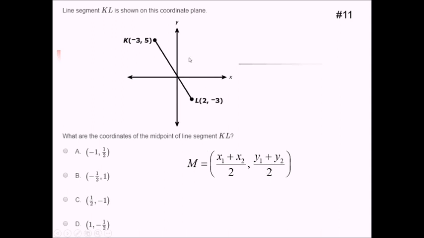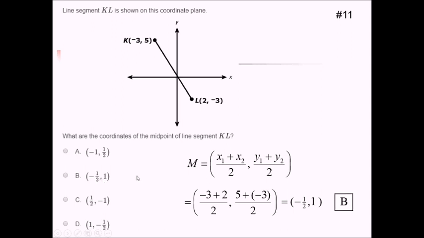So in this case, we're going to have negative 3 plus 2 over 2 for the x value, and we're going to have 5 plus negative 3 over 2 for the y value. And we're going to have to simplify this to match one of the answer choices. So for the x value, we have negative 1 over 2, which we can't really reduce anymore. For the y value, we've got 2 over 2, which we can reduce to 1. So negative 1/2 comma 1, that's choice B.